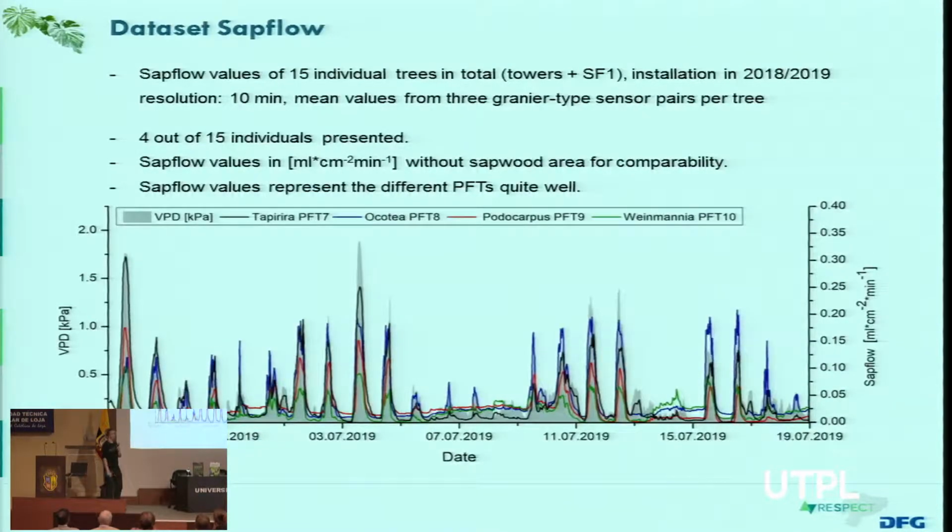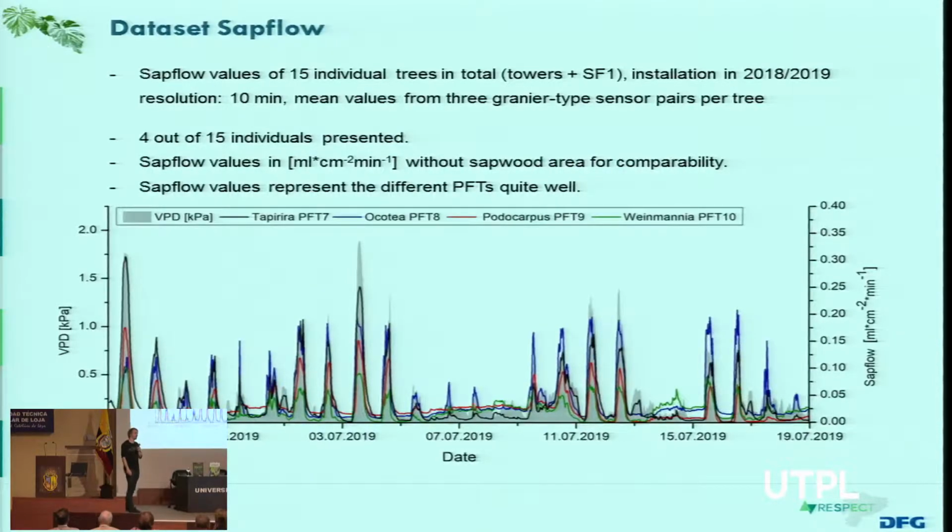So our different data set, now we're going to the sap flow. At the moment we're measuring 15 individual trees in total, also below the towers and at the San Francisco plot 1. We did the installation last year and this year, and there we have a resolution of 10 minutes, and we're putting 3 pairs of Granier sensors on each tree to get a mean value of it, and to make sure that it's not just an individual mistake of one side, which is not very good flown through. So here you can see 4 of the 15 individuals, and the sap flow values are in milliliters per square centimeters per minute.